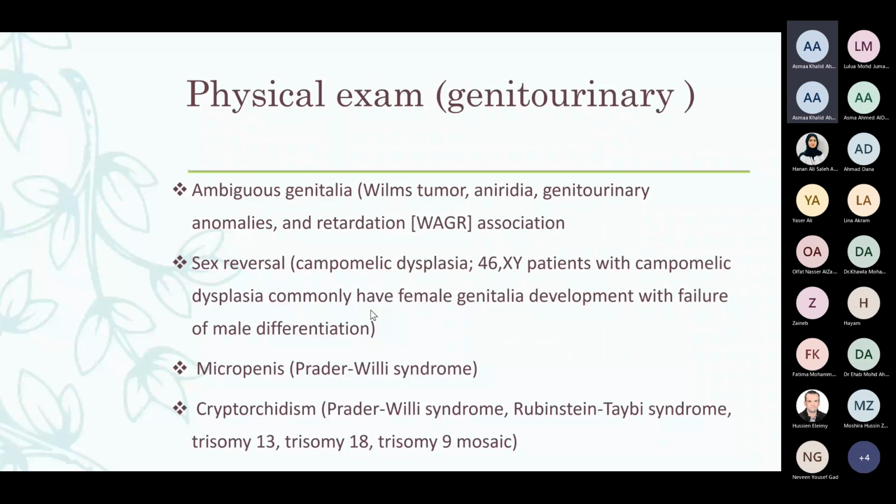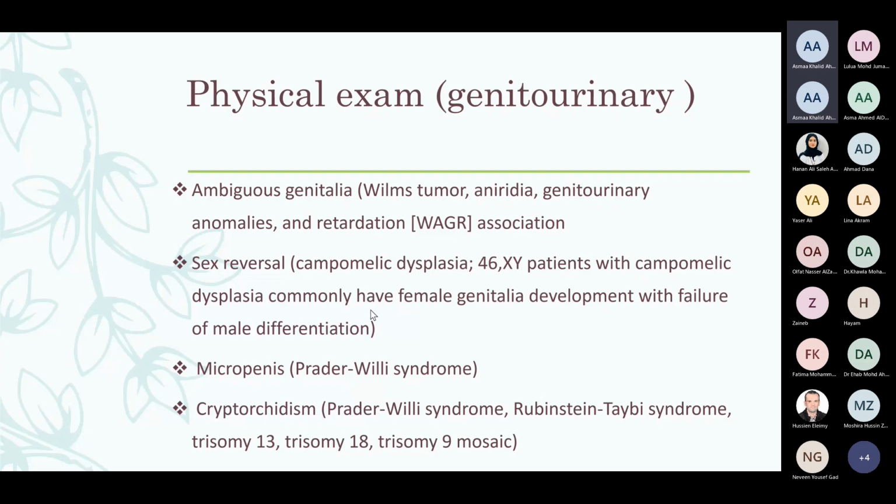Okay. Now we'll go to the genitourinary. Now you have to look for the normal. You have to know the normal to go for the abnormal. So if it's ambiguous, you are looking for the cause. You go from the main to the other abnormal. Congenital adrenal hyperplasia is considered the main reason for ambiguous genitalia. There are other reasons, things like WAGR syndrome. Certain genitourinary abnormalities will give the picture of ambiguous genitalia. There must be sex reversal.